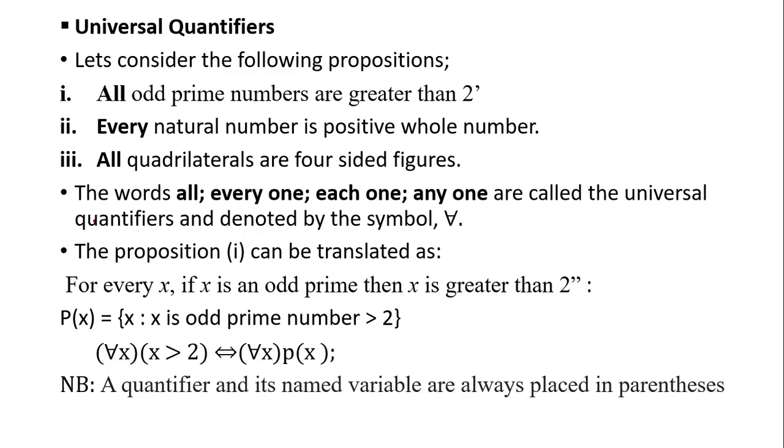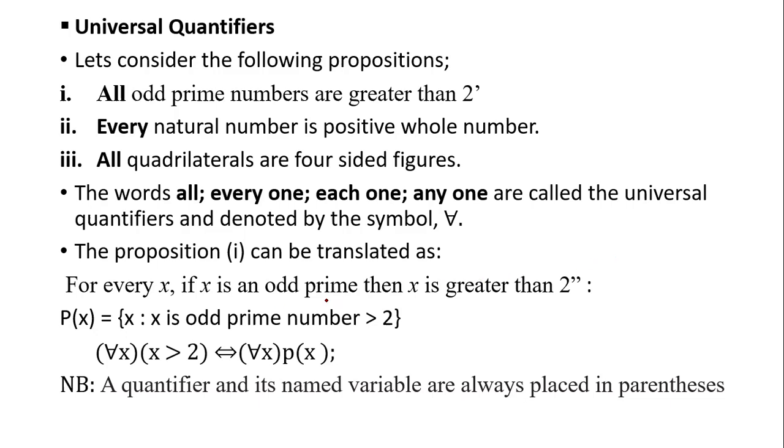So from I, we can translate that one as: for every x, if x is an odd prime, then x is greater than 2. So you can just make a translation for this one. All odd prime numbers are greater than 2 means that for every x, if x is a prime number, then x is greater than 2. You can just make it like this.